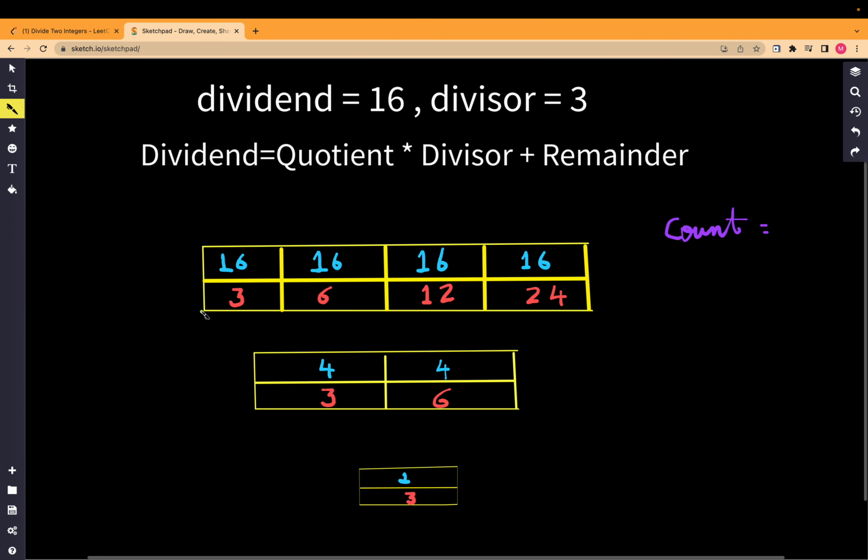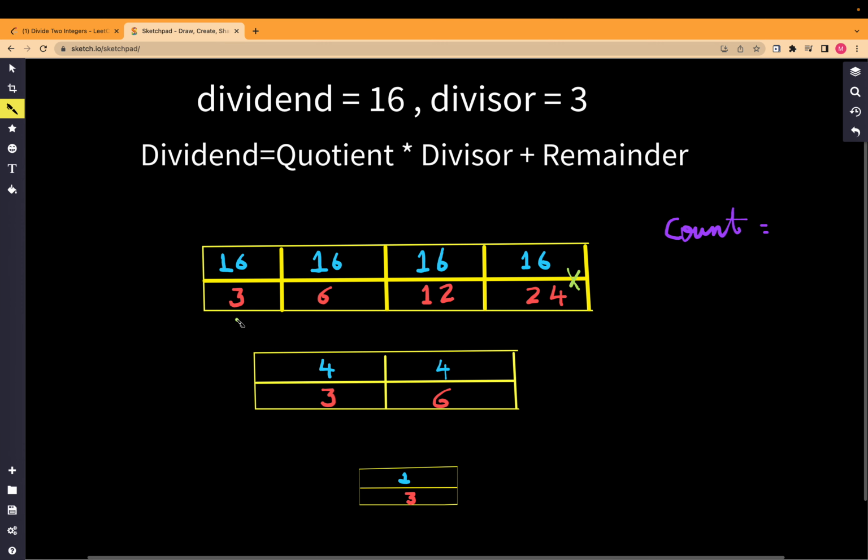The optimal approach can be, instead of subtracting 3 every time from 16 and going on, we can just double the value. If we can subtract 3 from 16, we will double the value, this is 6. If we can subtract 6 from 16, we will double the value, this is now 12. If we can subtract 12 from 16, we can double the value. Now we have to subtract 24 from 16, so this is not possible, it will give us a negative value.